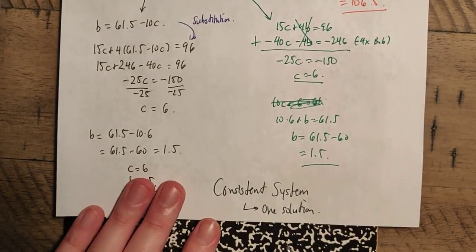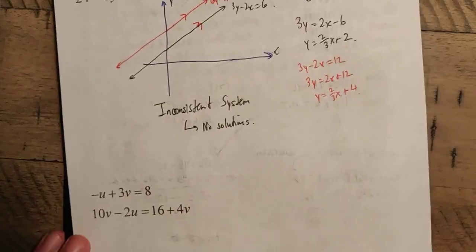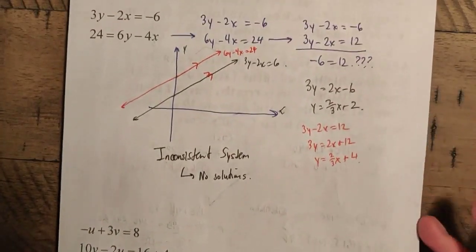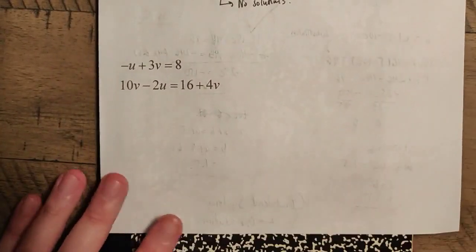Okay, there's exactly one solution here, so we refer to this as a consistent system. Okay, here we have an inconsistent system where there are no solutions. All right, let's have a look at this system now.